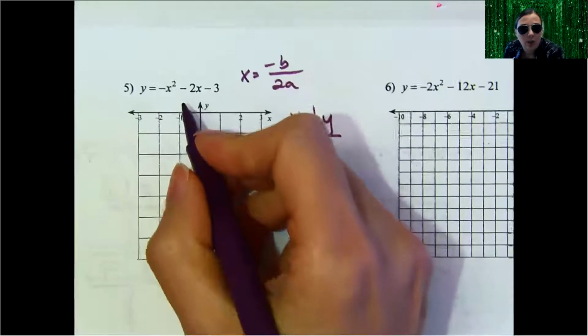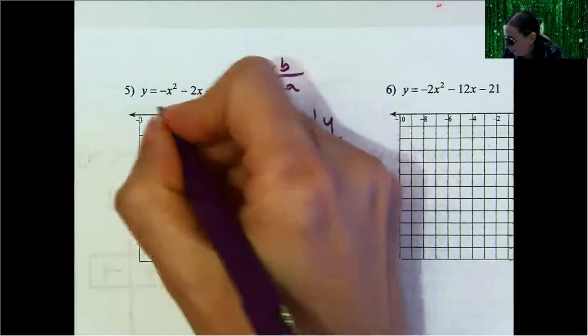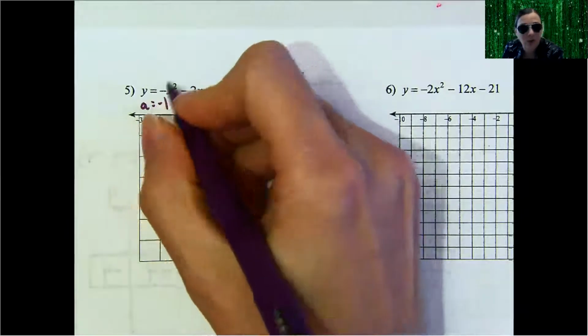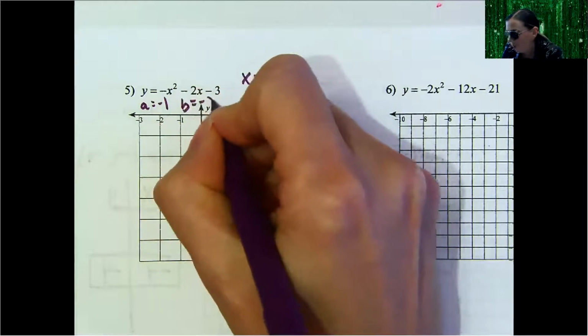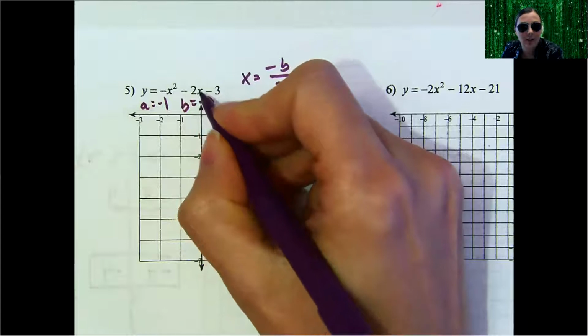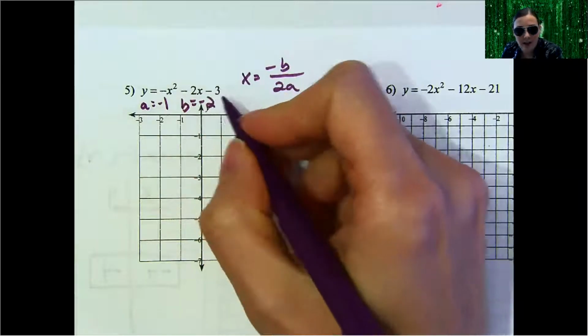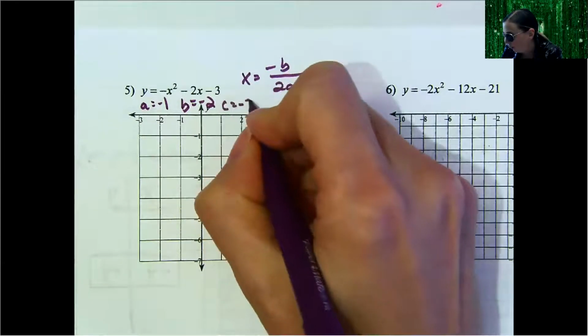Okay, so let's go over here. Our a is -1. A is whatever's attached to the x squared term. Our b is -2, that's attached to just the x. And then the constant number without a variable is -3.